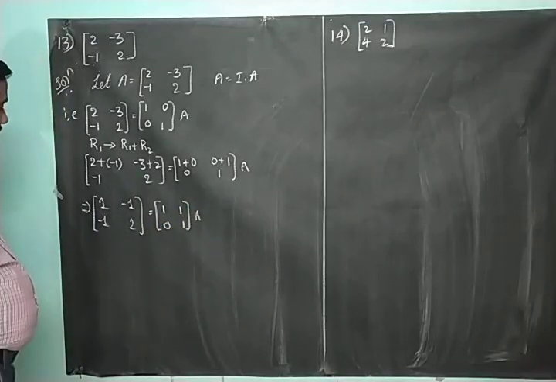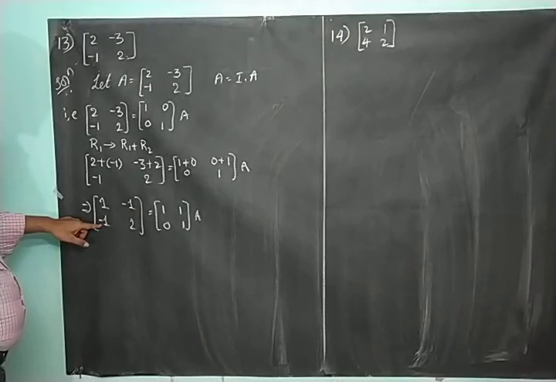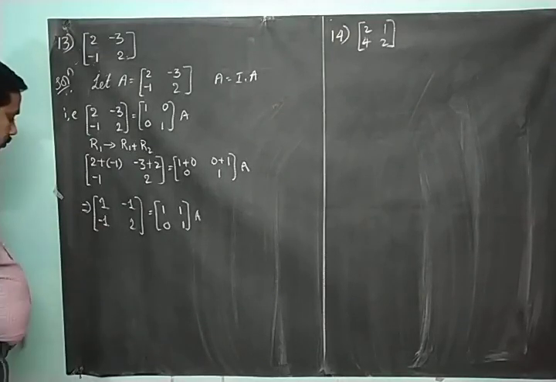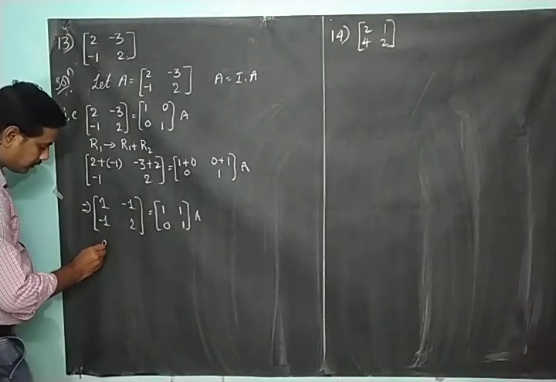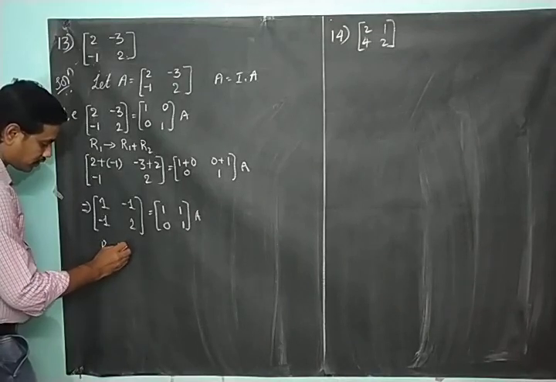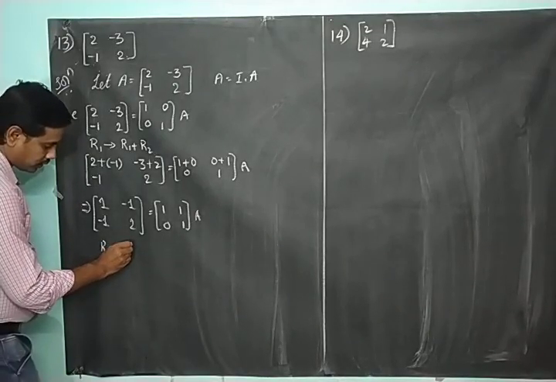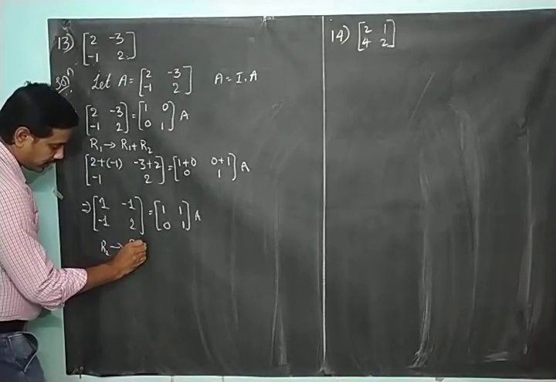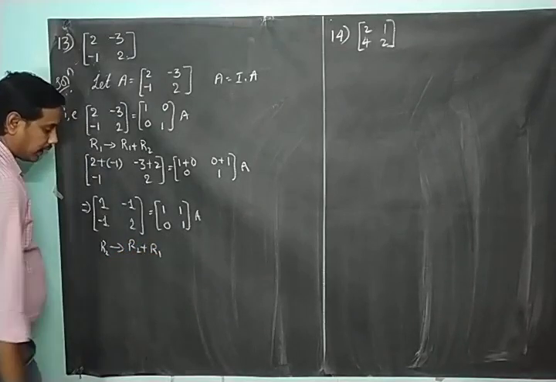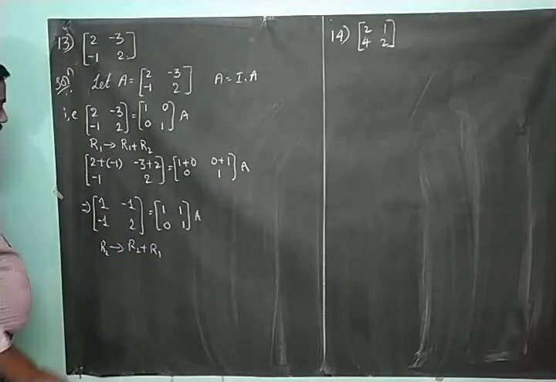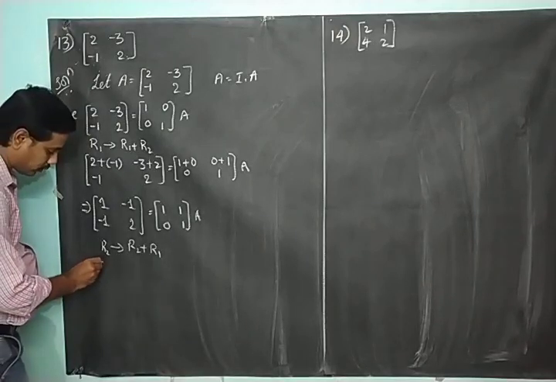Okay, fine. So now I am having minus 1 here, I need 0. R2 changes to R2 plus R1, or R1 plus R2.